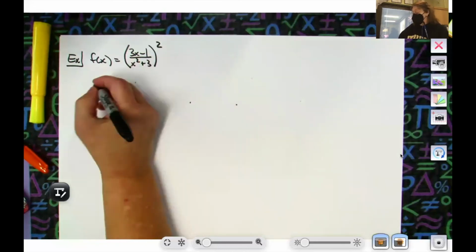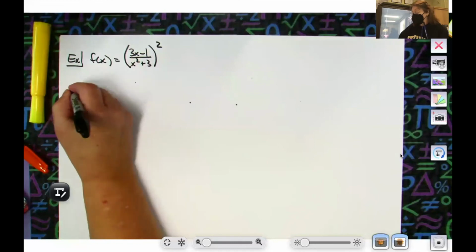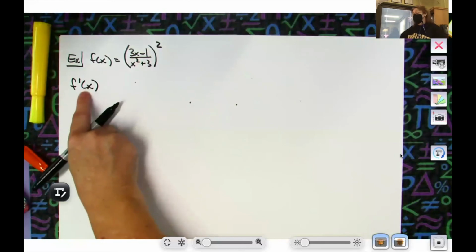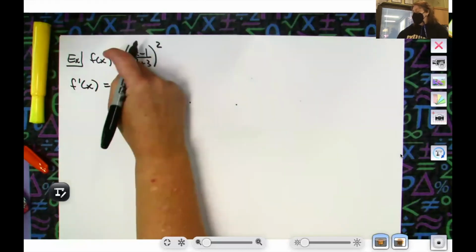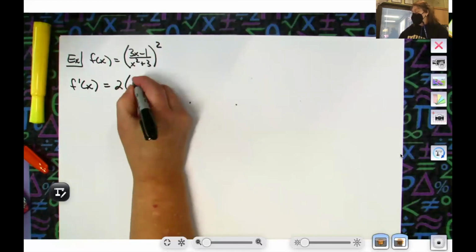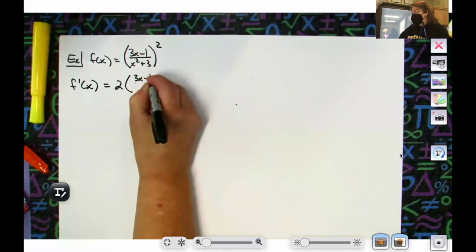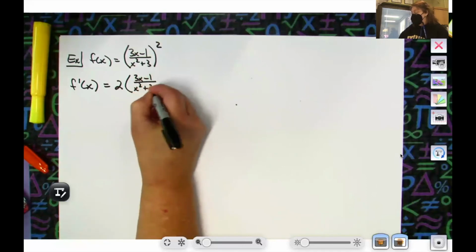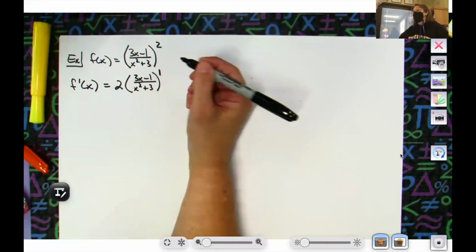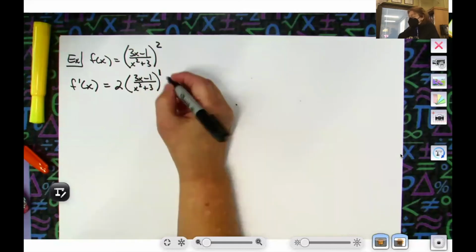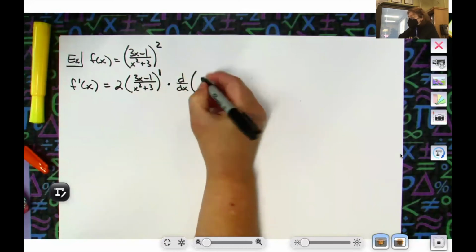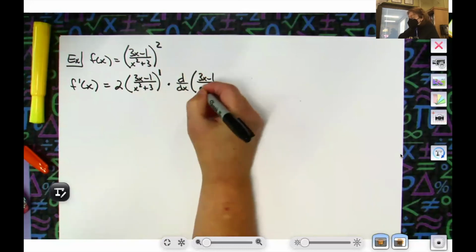I'm ready to start. I don't need to simplify. I don't need to do anything first. I'm going to come all the way over here because I don't know how much room this is going to take. F prime of x. This notation is extremely important because you're telling the person, hey, I'm starting my derivative. We're going to implement the derivative of that outside function. So we're going to pull the 2 down in front. We're going to leave the inside alone. So 3x minus 1 over x squared plus 3, and then subtract 1. I would write it in there just so that you don't get in the bad habit of not putting something up there. Times d dx of the inside, the derivative of that inside function, which is 3x minus 1 all over x squared plus 3.